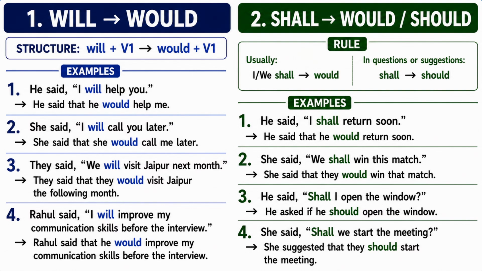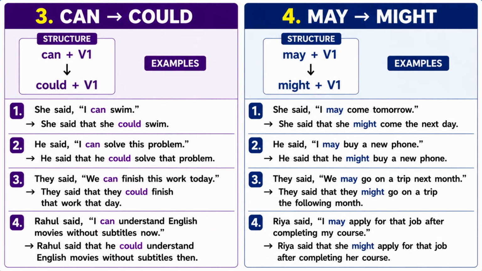Example 4. She said, shall we start the meeting? It becomes, she suggested that they should start the meeting. Third, can changes to could. The structure is can plus first form of the verb changes to could plus first form of the verb. Example 1. She said, I can swim. It becomes, she said that she could swim.